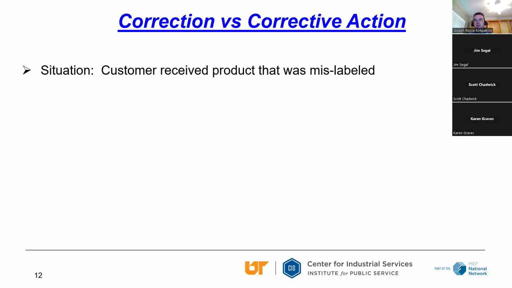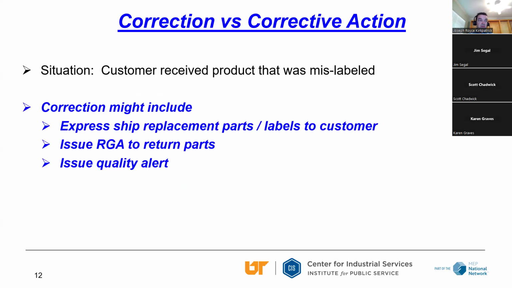Customer received product that was mislabeled. Correction should be, we're going to get those products labeled correctly. Maybe we're going to express ship them labels for them to do it. Maybe somebody's going to drive over to their factory and redo it. Maybe we're going to recall the parts and have them relabeled. Maybe we issue a quality alert for everybody to know, hey, we had this issue, so everybody's aware of it. That's part of correction and containment.